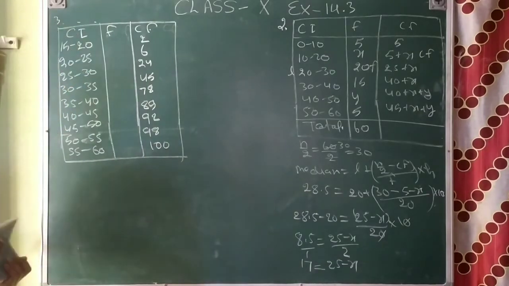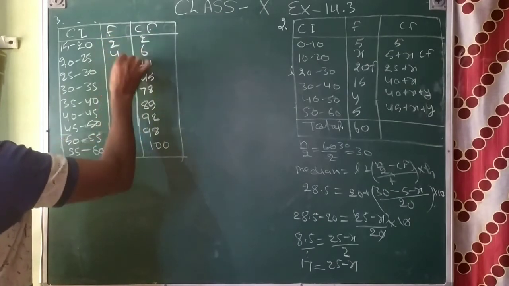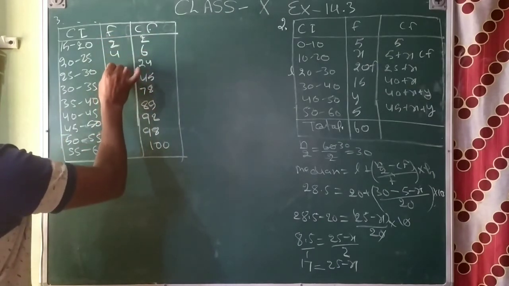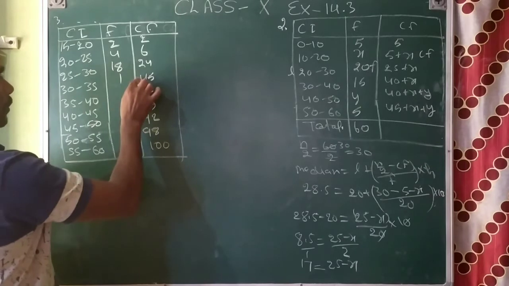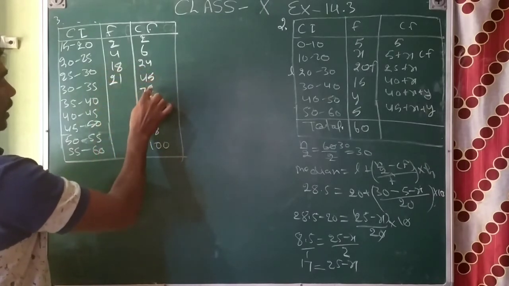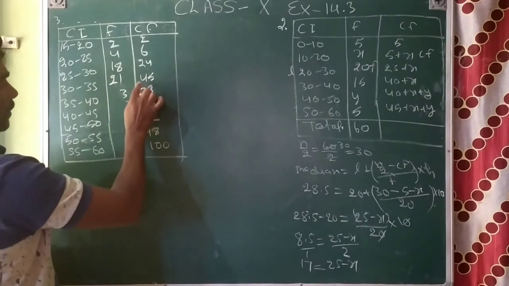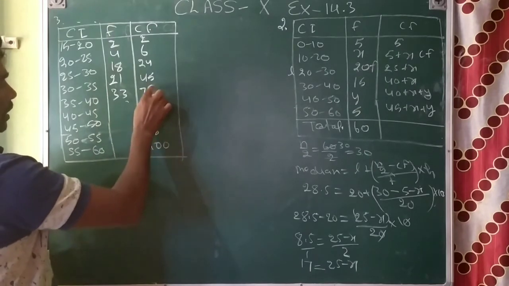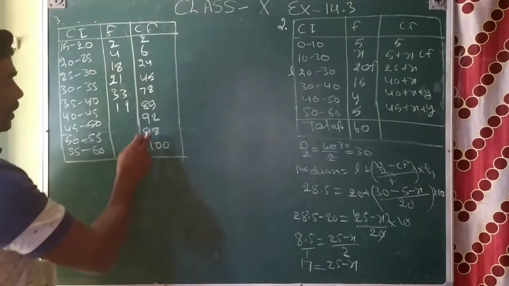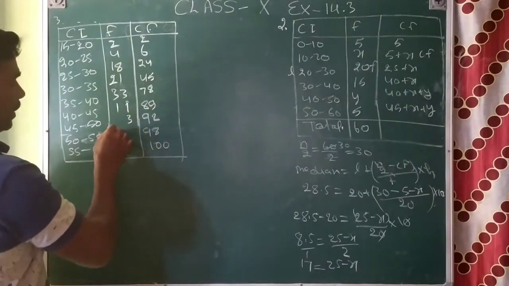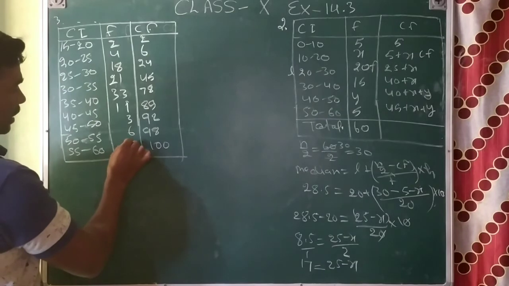How will you find the F? It's not difficult, it is the same thing: subtract this from this, that will be 18, and then subtract from this one, 5 less 4, 1, 4 less 2, 2, and then subtract from here, 8 less 5, 3, and then 7 less 4, 3, 9 less 8, 1, 8 less 7, 1, and then 12 less 9, 3, and then 8 less 2, 6, 100 less 98, that is 2.